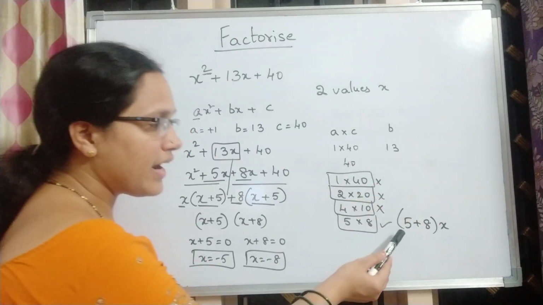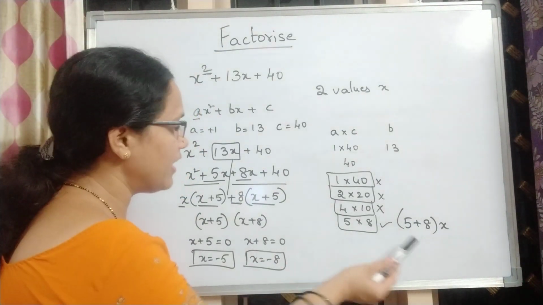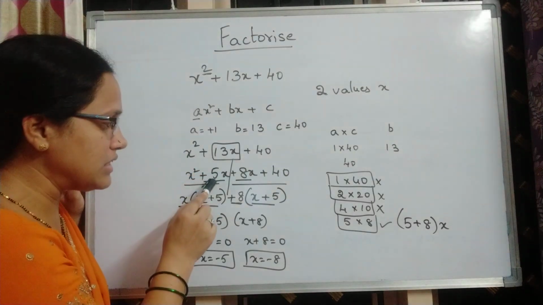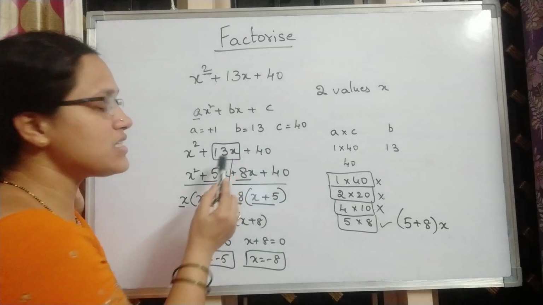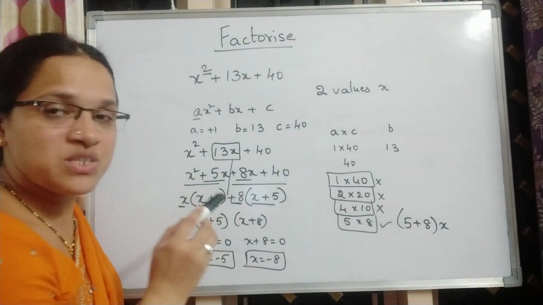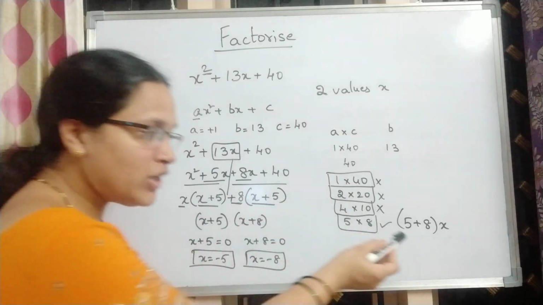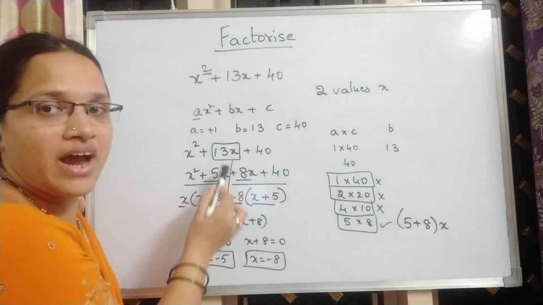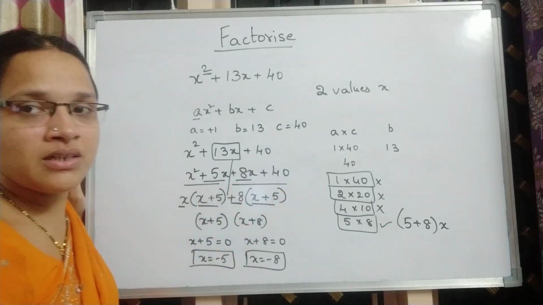Okay. Once you are confident about the factors, then split the middle term. Write the first term as it is, and split the middle term into 2 different parts, including x, because this term is relevant with x. So 13, we are just splitting the number 13 as 5 plus 8 into x. So multiply it and write 5x plus 8x. When you add, you get 13x only. Yes or no? And you write the third term as it is.